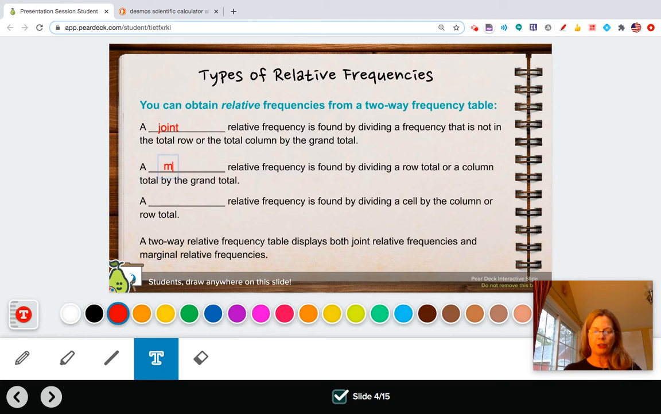A marginal relative frequency is found by dividing what's in the margin, namely a row total or column total, by the grand total. And a conditional relative frequency is found when you divide the cell by the column or row total. A two-way relative frequency table displays both joint relative frequencies and marginal relative frequencies.